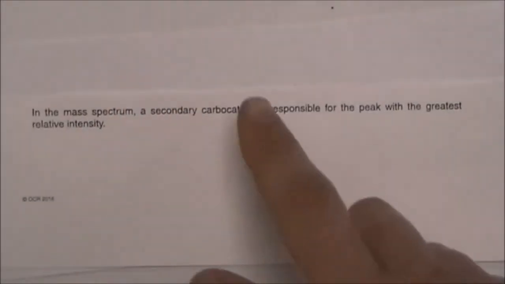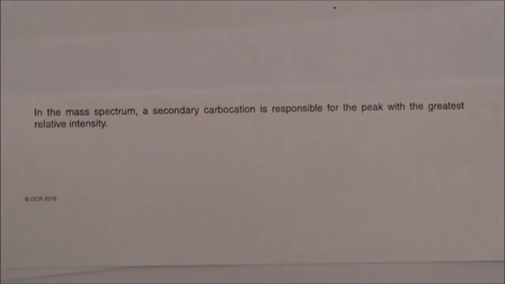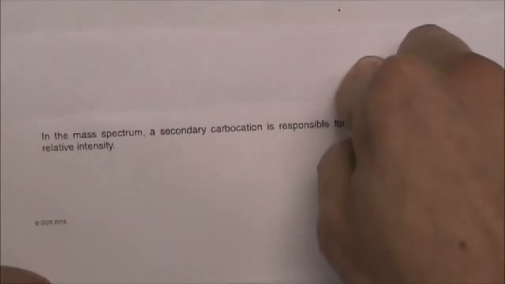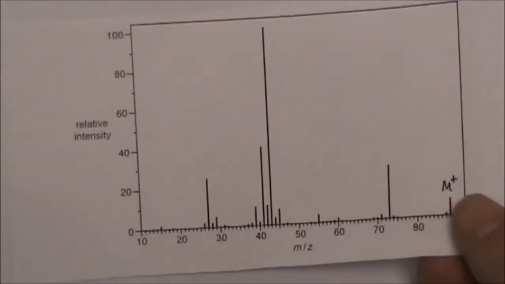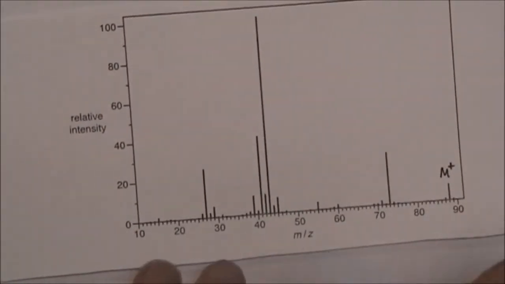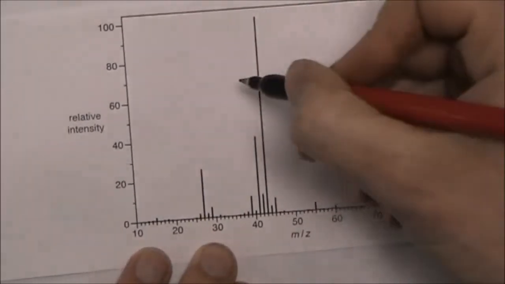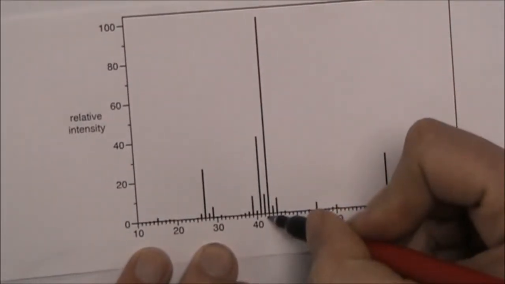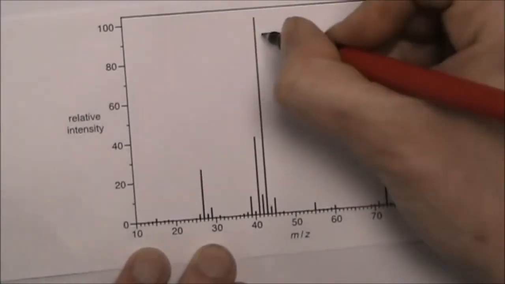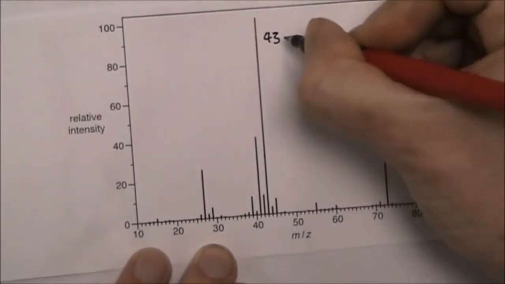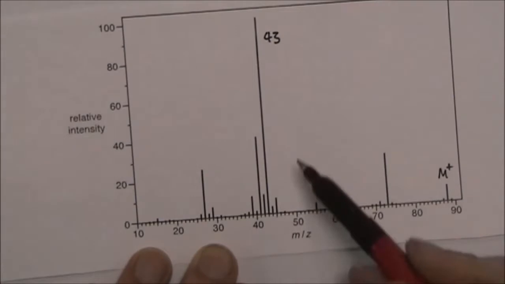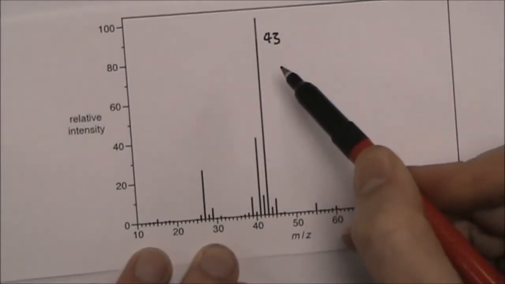In the mass spectrum, a secondary carbocation is responsible for the peak with the greatest relative intensity. Now, they haven't just given you that to be helpful. They've given you that because they want you to tell them about it. So let's find out what that is. If we have a look at here, this one here is the one with the most intensity. So let's have a look. That would be 41, 2, 3. So that's M over Z 43. Okay.